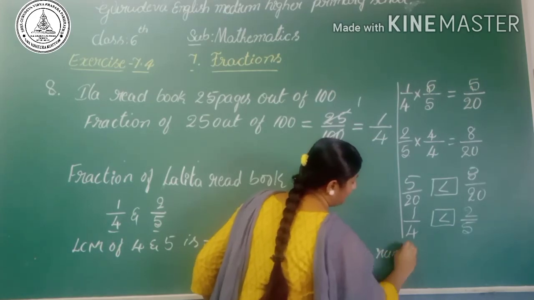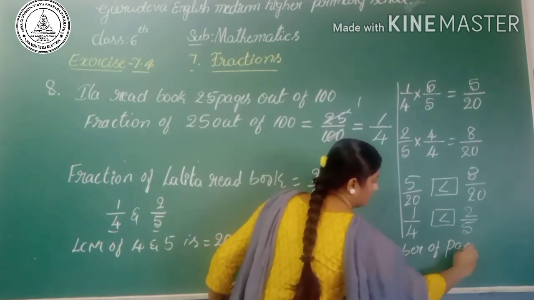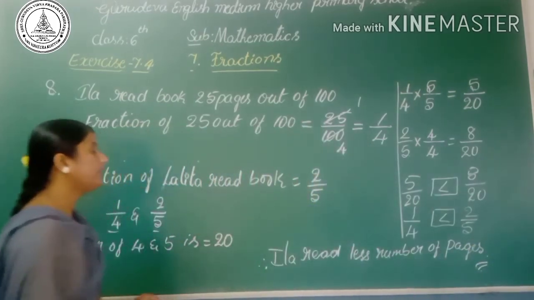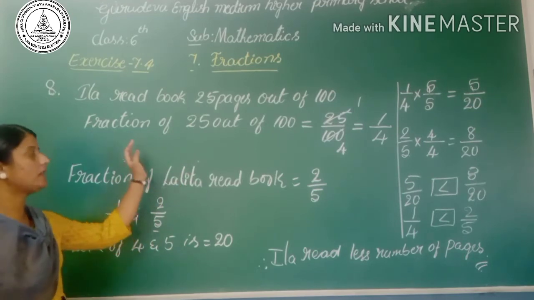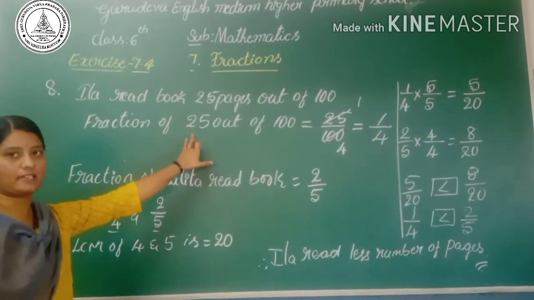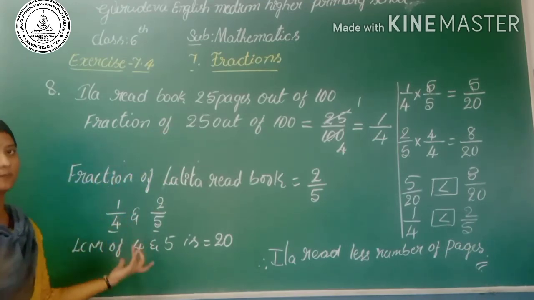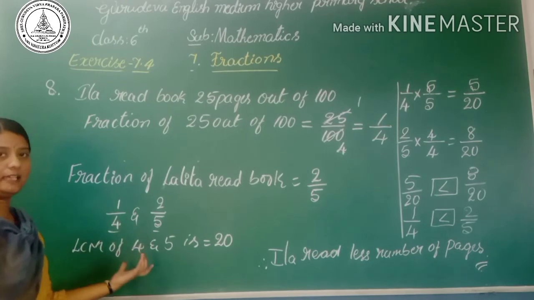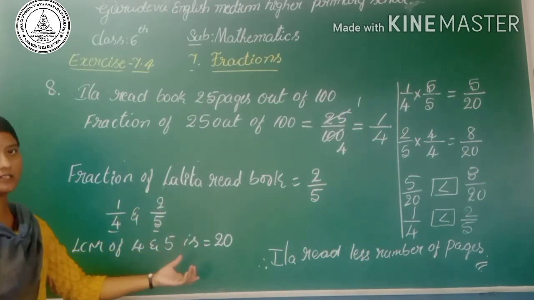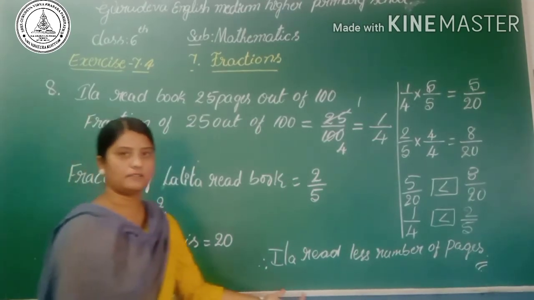Less number of pages. Okay. So if they are given a problem like this, first we have to write it in the fraction form and compare. If there are like fractions, you can compare easily. If there are unlike fractions, make the given fractions into equivalent fractions or convert them into like fractions and you will get the answer.